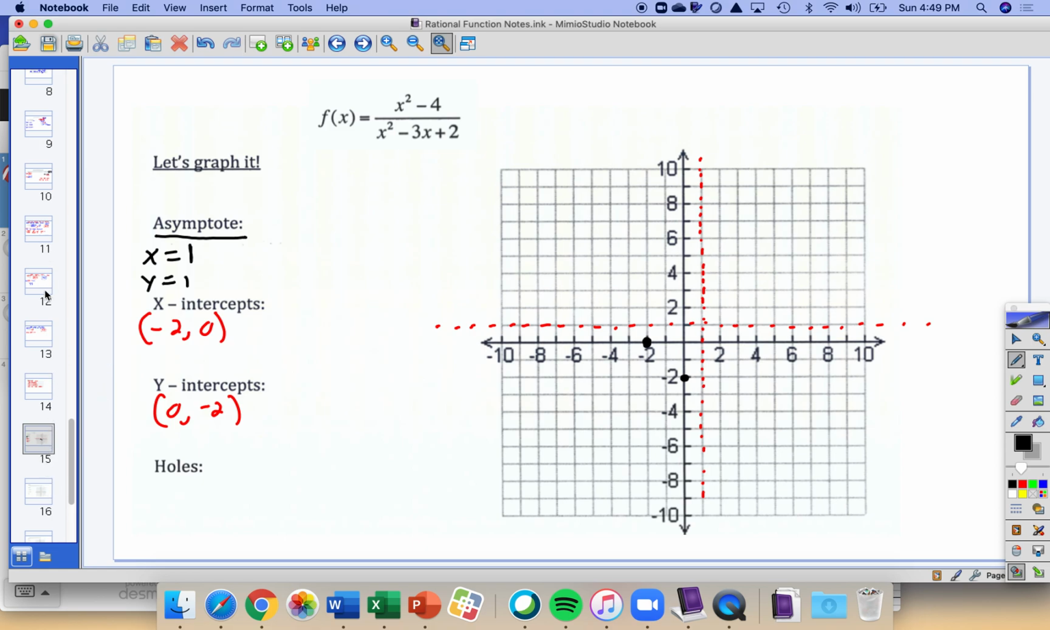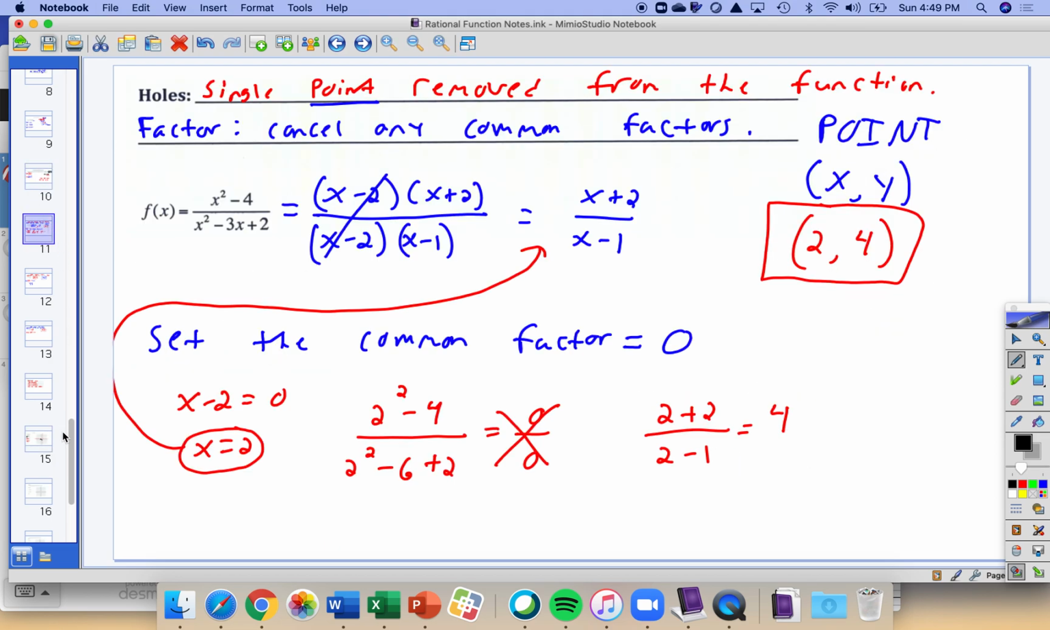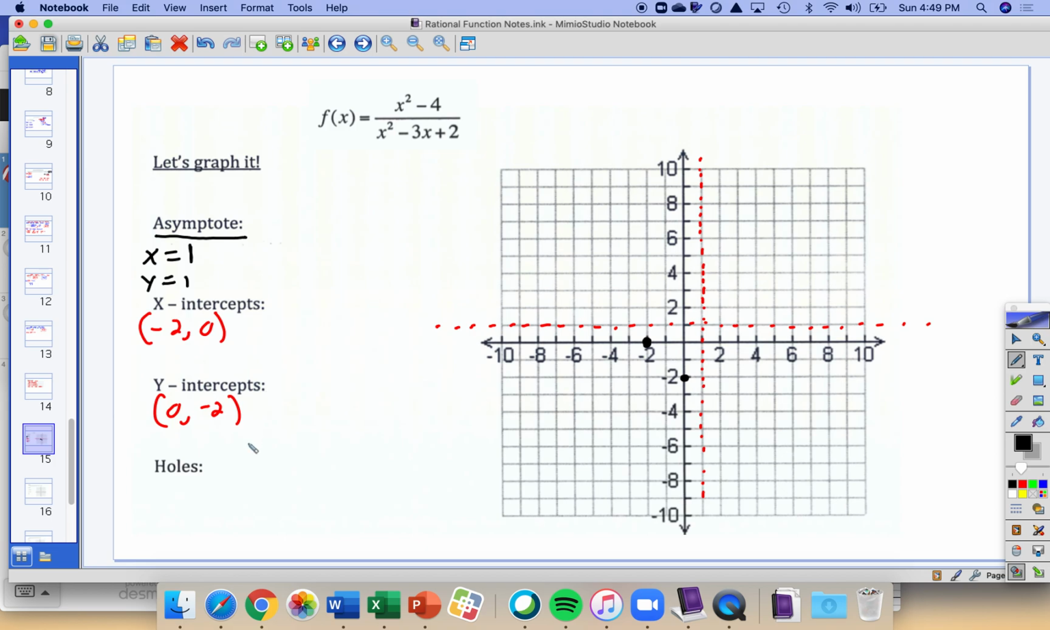And last is the hole that we found. The hole that we found was at the point 2, 4. Let's go back to here, the point 2, 4. Now this can be plotted. 2, 4, we're gonna put an open circle there because there is a hole. It's not actually part of the graph. The graph has an open circle. Open circle means it's a point removed.